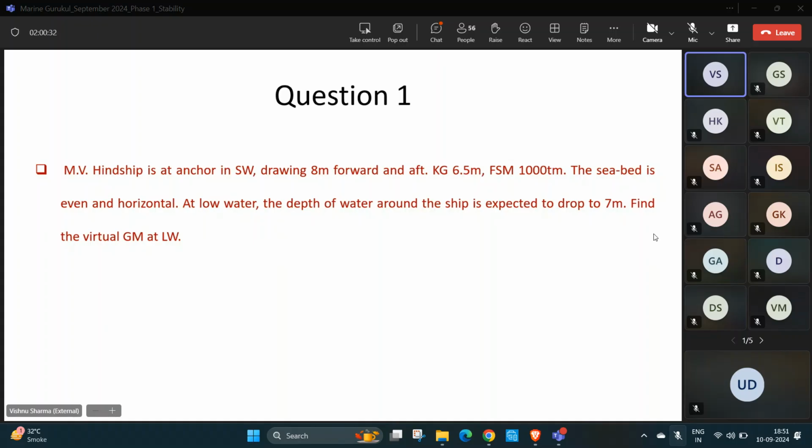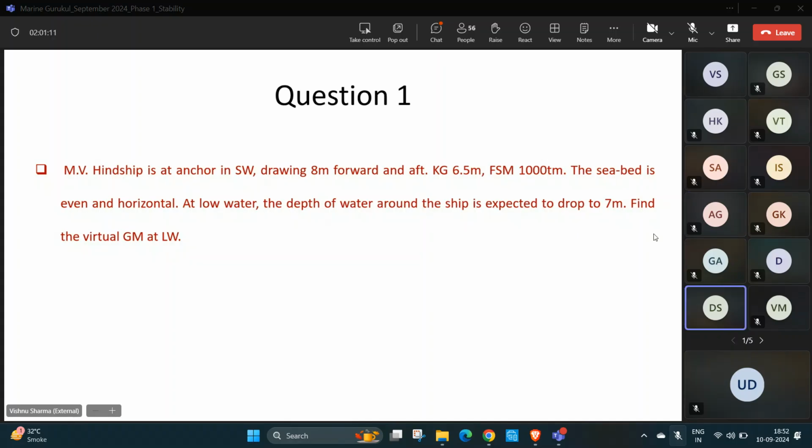I'll ask you a few questions as I move further. MV Hinge ship is in seawater, drawing 8 meters forward and aft, KG 6.5 meters, FSM 1000 ton meter. The seabed is even and horizontal. At low water, the depth around the ship is expected to drop to 7 meters. Find the virtual GM at low water. Guys, now tell me, at a low water depth of 7 meters, will the vessel be aground? Yes or no? Look at the information of the question.